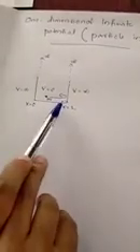Today we will see particle in a box, that is one-dimensional infinite square well potential. Consider the motion of a particle of mass m confined to move between two walls of infinite height at x equal to 0 and x equal to L.